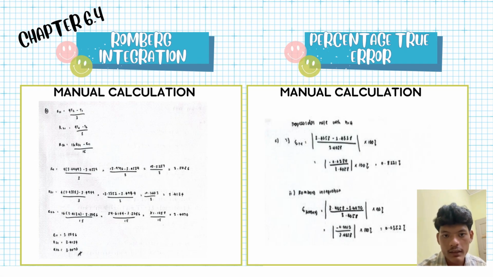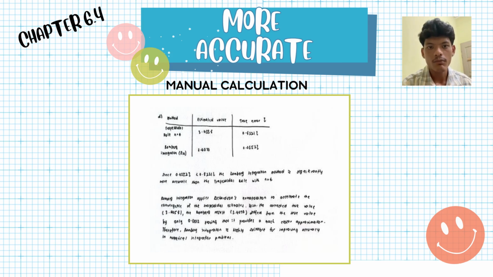After obtaining the trapezoidal approximations, Romberg integration is applied using Richardson extrapolation to improve accuracy and reduce numerical error. Next, the percentage true errors are also calculated by comparing the trapezoidal rule result for n equals 4 and the Romberg integration result with the given true value of 3.84. The accuracy of both methods is compared using the percentage true error.